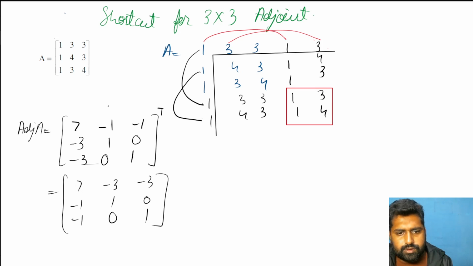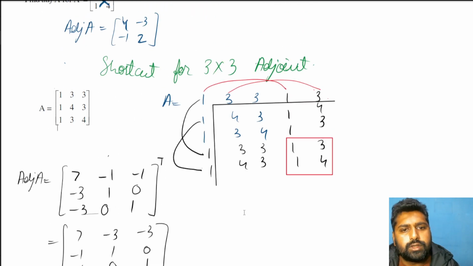So 7, minus 1, minus 1, minus 3, 1, 0, and minus 3, 0, 1. Yeah, that's correct. This is how you calculate the adjoint of a 3 cross 3. All right, so far we have learned the adjoints.